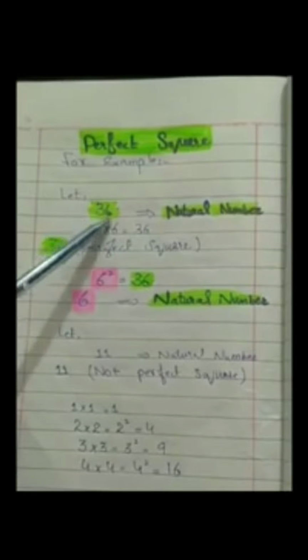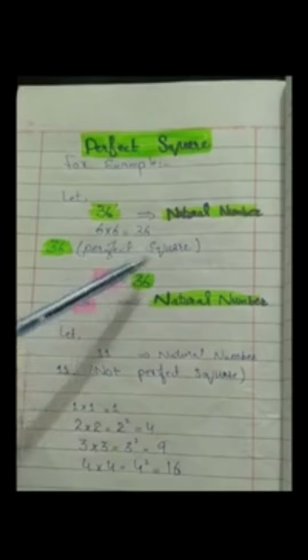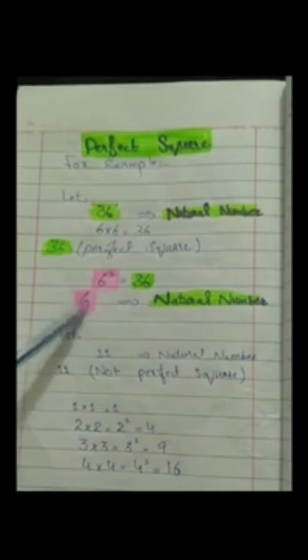For example, 36 is a natural number and also a perfect square because 36 is the perfect square of 6. When we multiply 6 by 6, we get 36, which is a perfect square. So 6 is also a natural number.